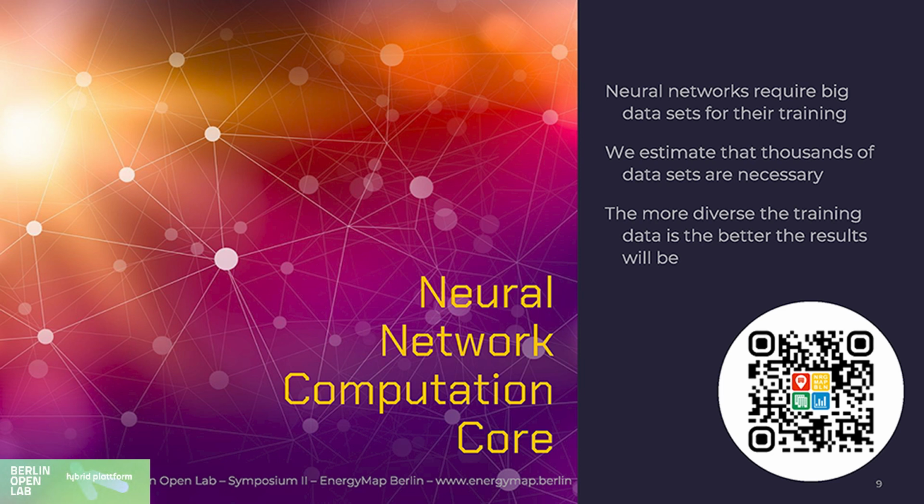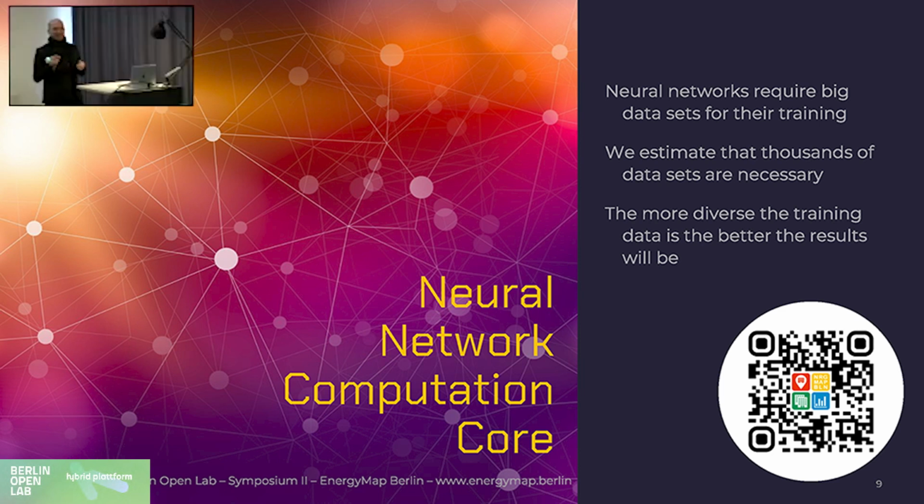To put an emphasis on why we need so much data and why we are asking citizens to help us: we want to have this neural network computation core, and this requires a lot of data. Our current estimation is that we need thousands or even tens of thousands of data sets that we can put into the training. And this is why it's so important for us to spread the word and get data donations. The buildings are very diverse. Each and every building is different. They all have different usage. So it is important that we get a lot of data.